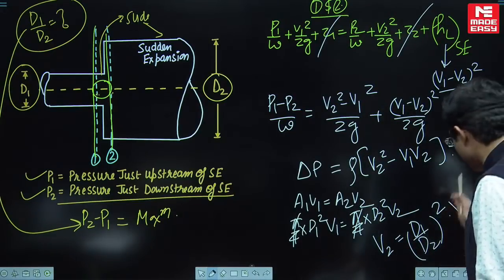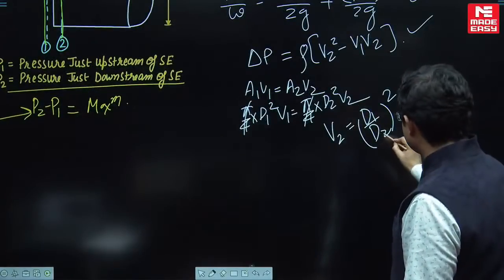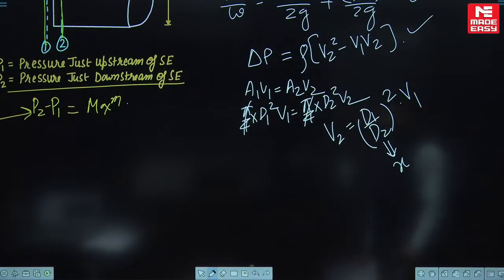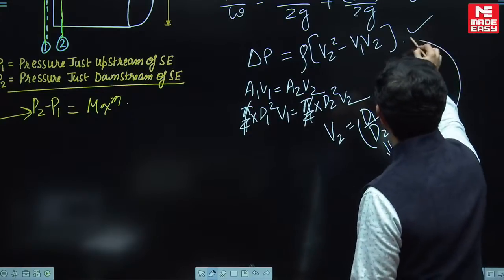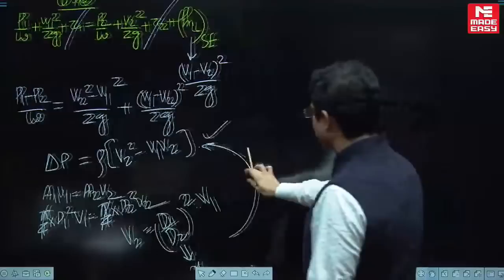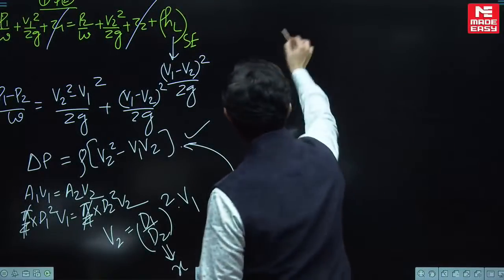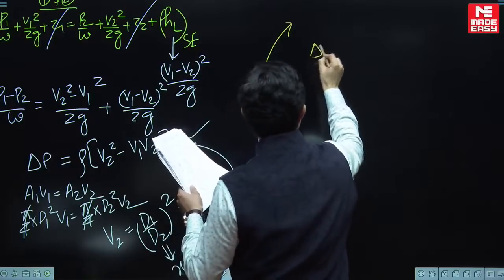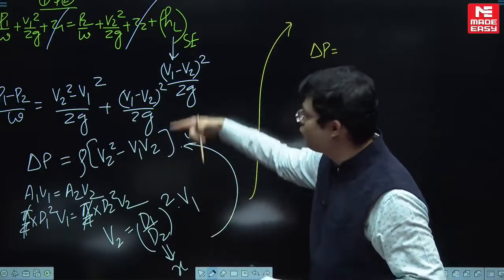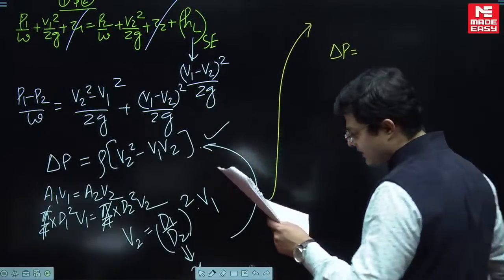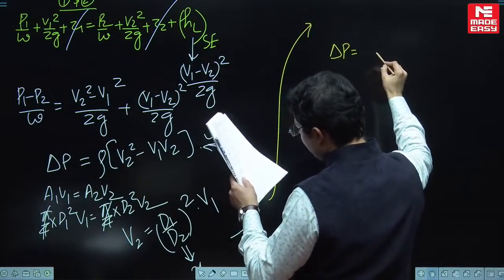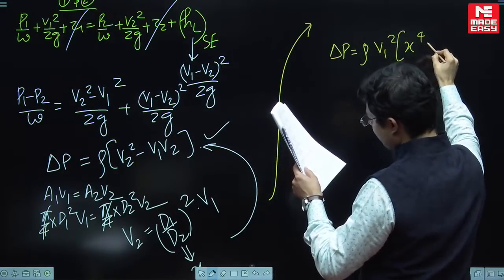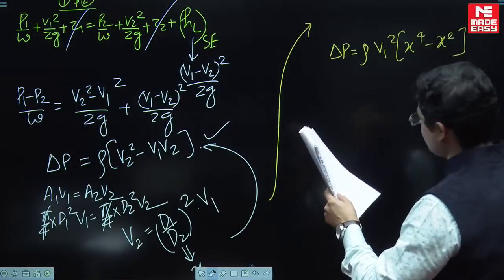Clear guys? Yes. Now for simplification of our calculations, let us take D1 by D2 as X and put the value of V2 in this. Come on guys, this is an important one. So let me help you out. When you put the value of V2 in this, calculation is your responsibility. So delta P will come out to be rho V1 square (x to the power 4 minus x square). This is going to be there.